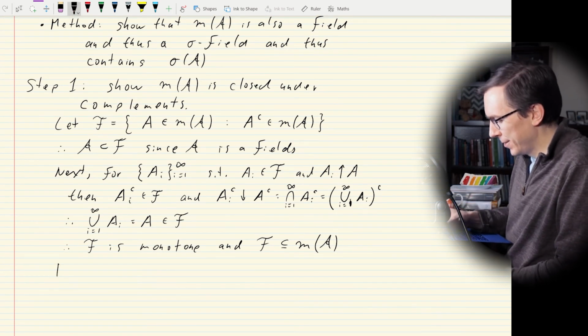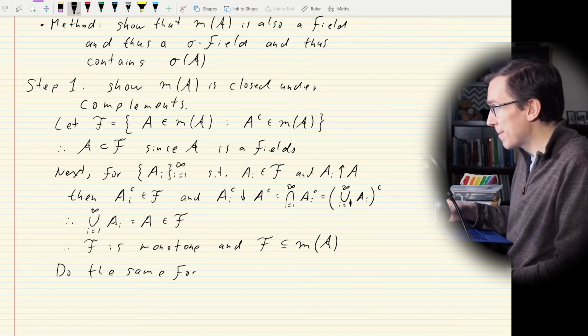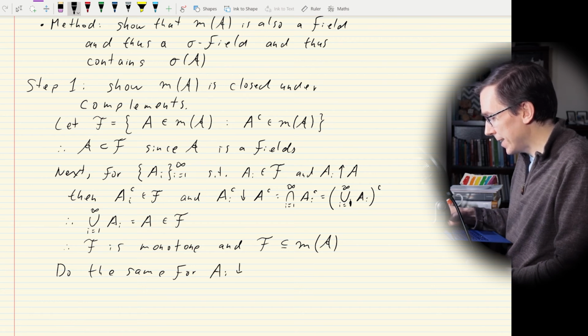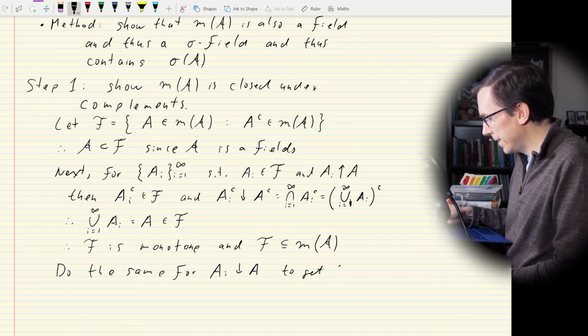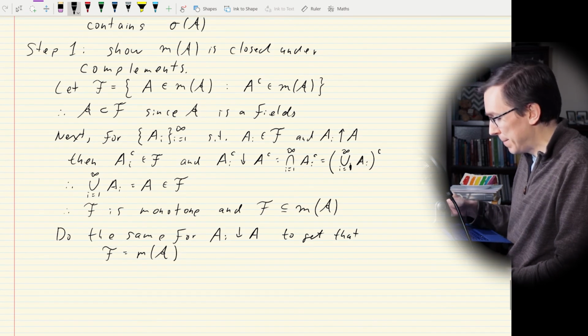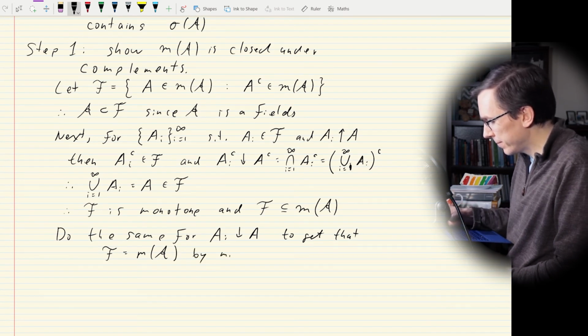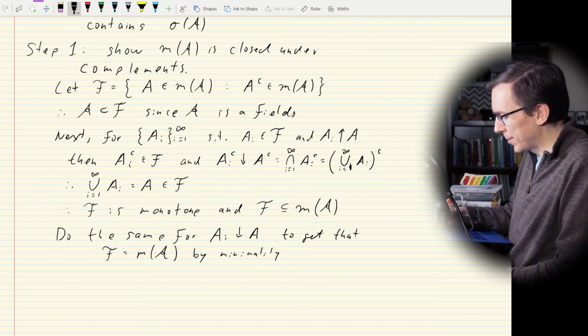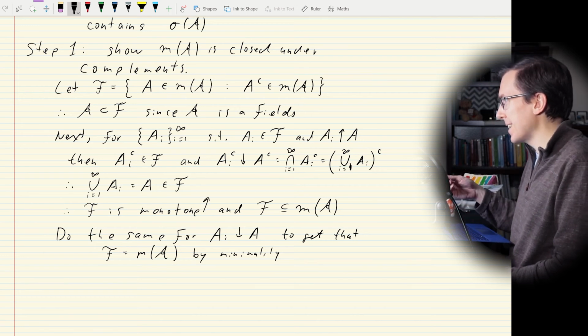But now we can do the same for A_i decreasing to A, to get that F is in fact equal to MA by minimality. I guess it's half monotone. I should say monotone in an increasing sense, and then we can do it the other way to show that it's monotone in the decreasing sense.